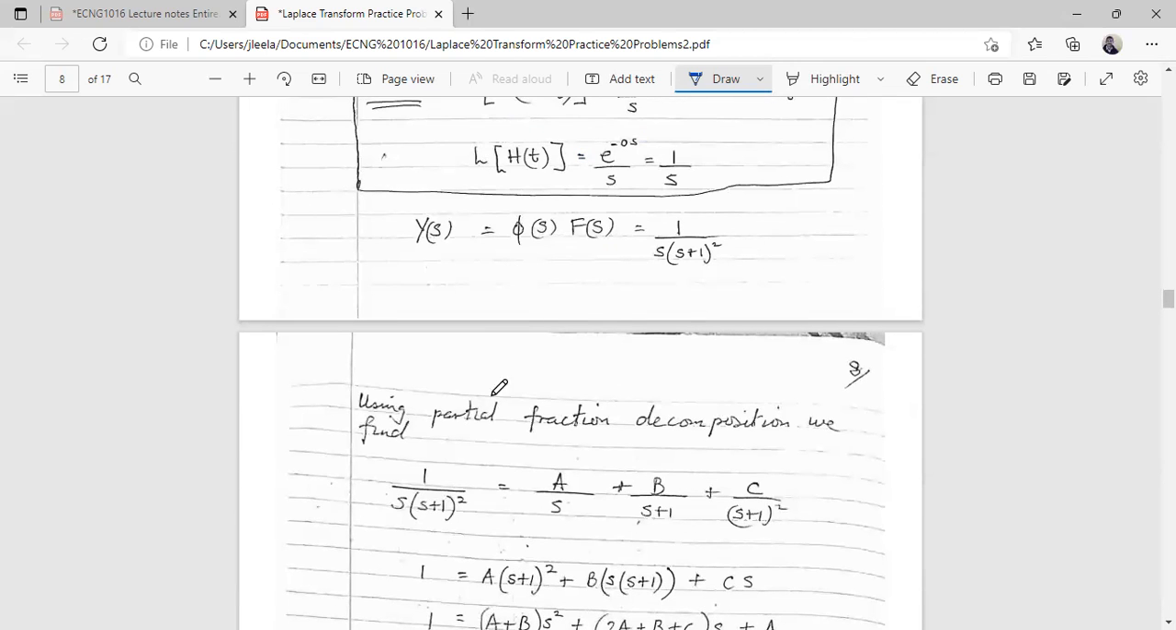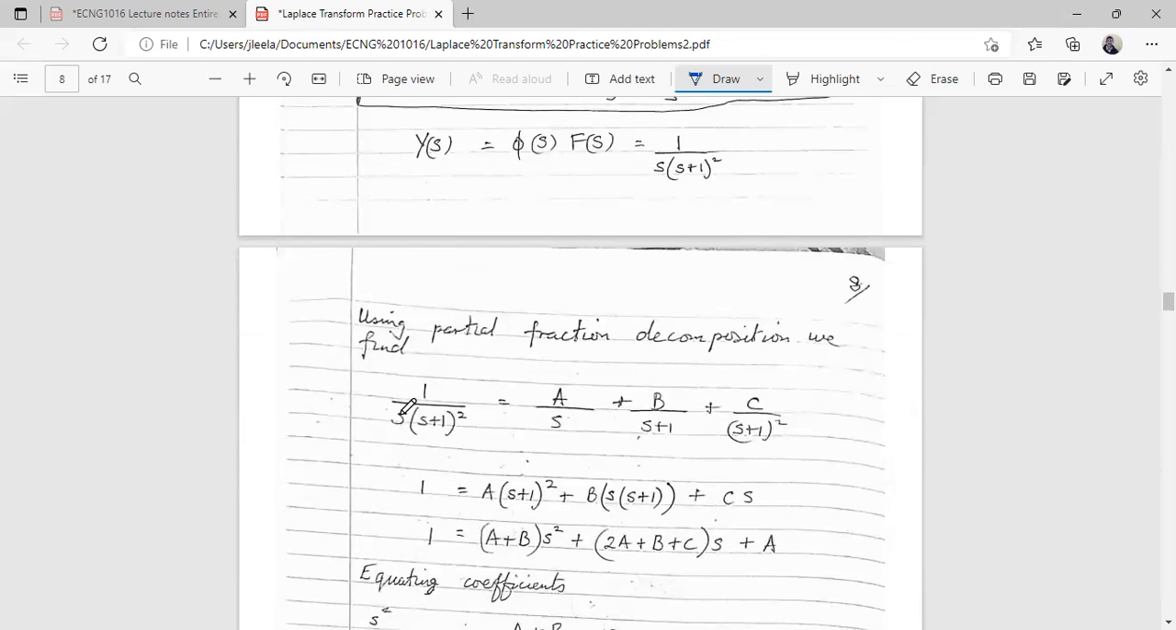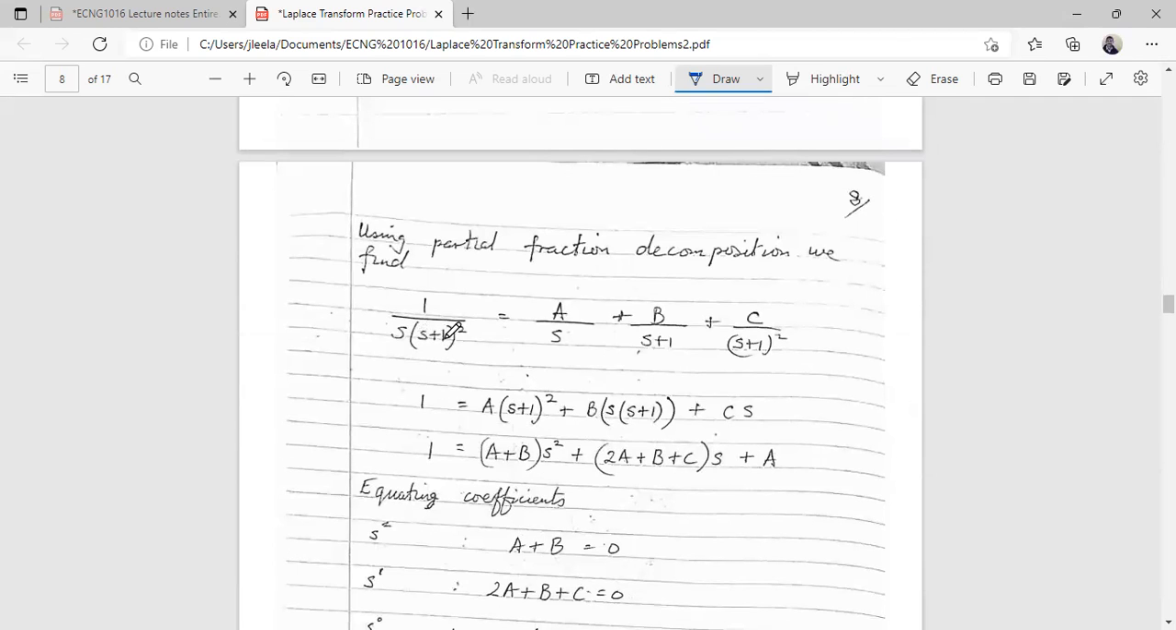And now if we want to evaluate the Laplace inverse yt, we need to break up this in partial fractions. So 1 over s into s plus 1 squared will be a over s plus b over s plus 1 plus c over s plus 1 squared, right? Because this here is a repeated simple factor, so you have to write it as b over s plus 1 c over s plus 1 squared. And then if you multiply throughout by s plus 1 squared, you'll get a by s plus 1 squared plus b by s into s plus 1 plus c by s.